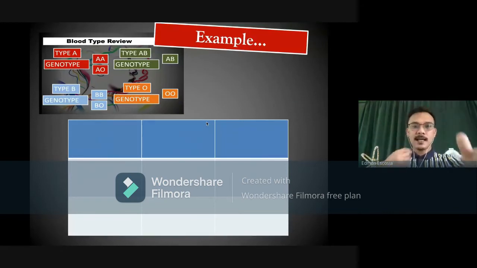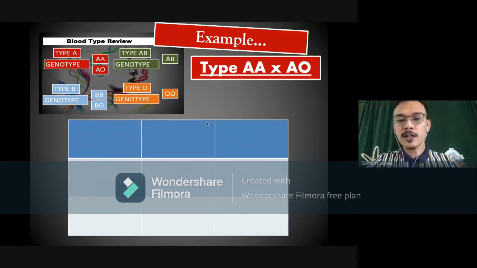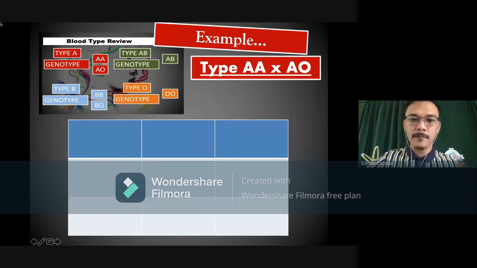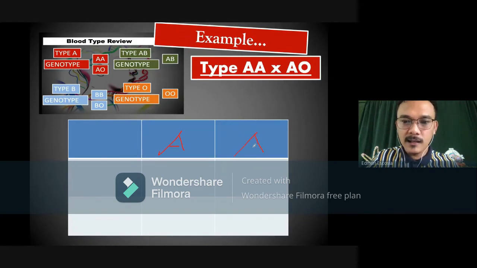So this is now your blood type, and you're going to cross type AA and type O. This is just an example. Okay? So segregate first this type A. Okay, this is A, and this is another capital A. And the other parent is heterozygous, capital A and O.